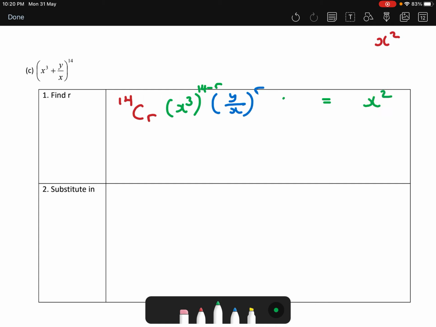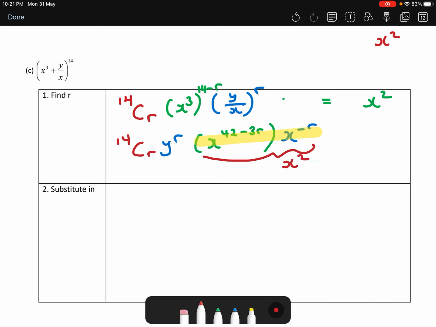So I focus my attention on only the x term. So move everything without the x to the side at first. 14 choose r, then here is y to the power of r. Okay, here, okay, so the green color bracket is just x 14 times 3, about 42. 42 minus 3r bracket, then after that x minus r equal to, so this whole thing, the green color and the blue color x must give me x squared. Okay, so this must give me x squared.